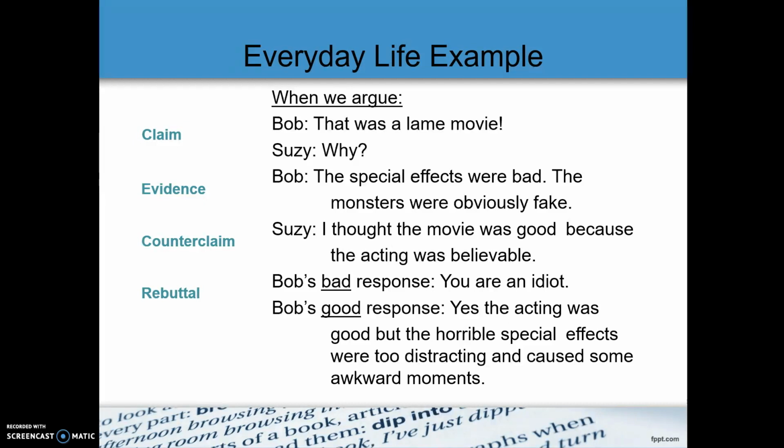Yes, the acting was good, but the horrible special effects were too distracting and caused some awkward moments. So this is the right way of stressing again his own points, his own claim. That is what we call rebuttal.